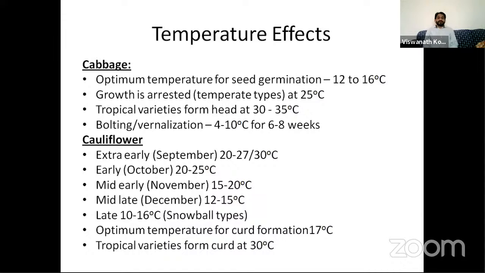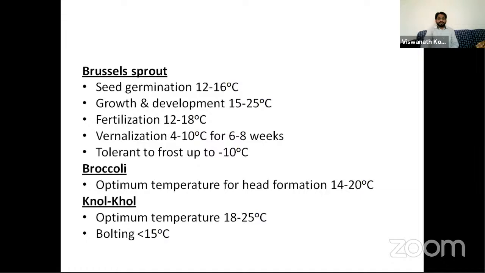And based on the temperature requirement, cauliflower varieties are classified into extra early, mid early, and late. You can see the temperatures here. And the late types require vernalization. The snowball types require vernalization, whereas the tropical varieties can form curd at 30 degrees centigrade also. Now, there are different temperature requirements for the other crops.